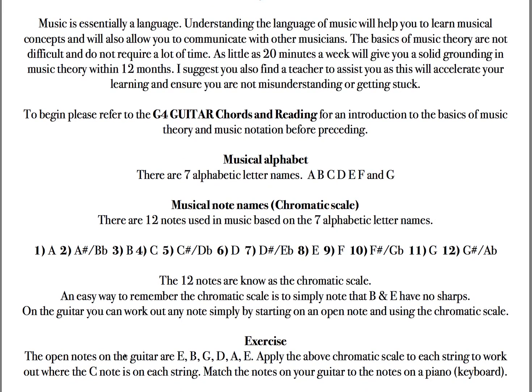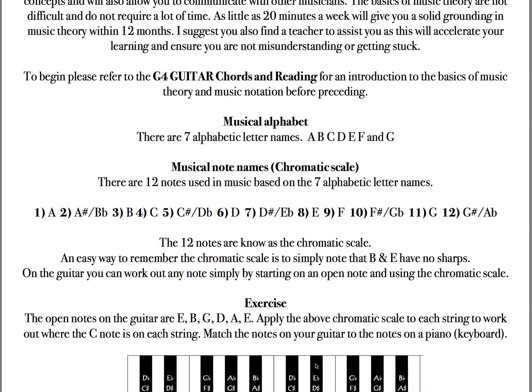Okay, so exercise. The open notes on the guitar are E, B, G, D, A, E. This is going from the 1st string to the 6th string, the thinnest to the thickest. Apply the above chromatic scale to each string to work out where the C note is on each string. Match the notes on your guitar to those notes on a piano keyboard.